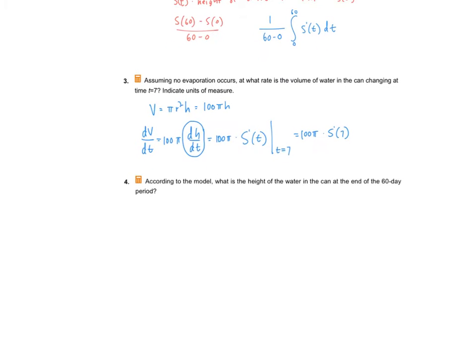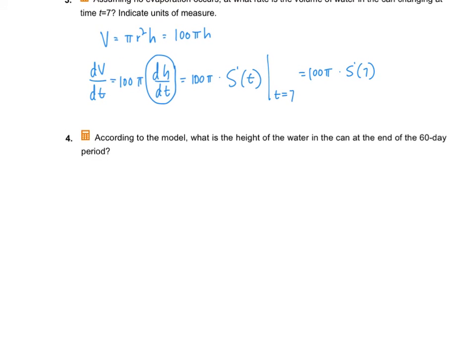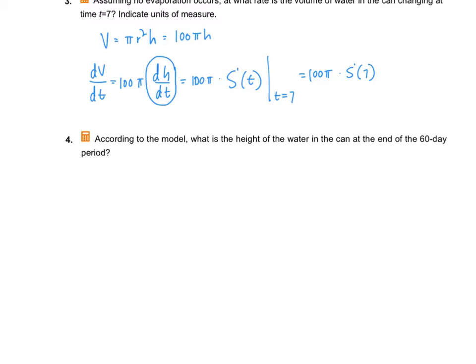Okay, and then the last one: according to the model, what's the height of the water in the can at the end of the 60-day period? So that's what these integrals were made for, and this is an important concept that they could test for. Keep in mind, if you want to know the change in height of the water, then you can do an integral from 0 to 60 of just s prime of t, and that's it.